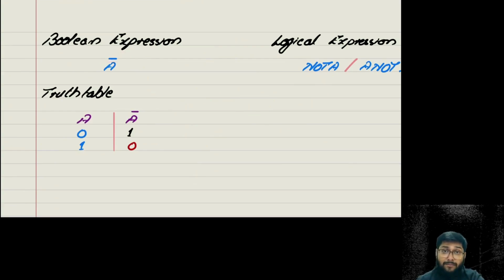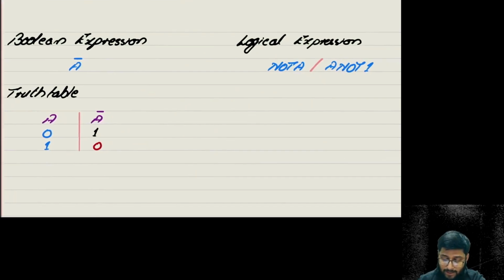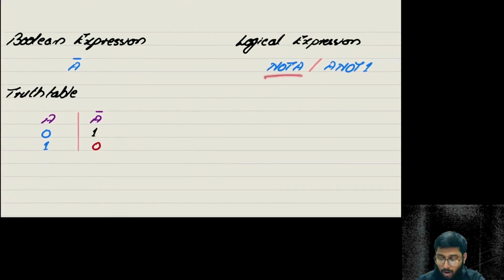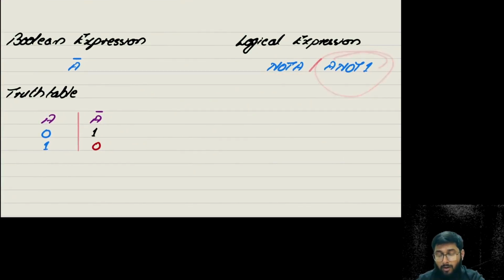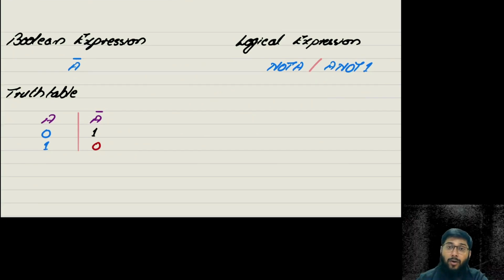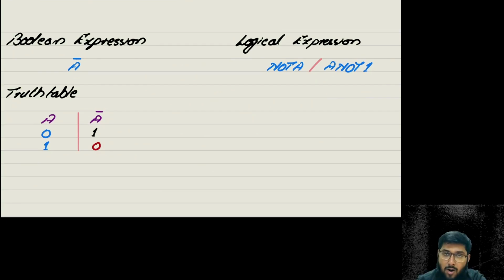For A, we were applying a NOT gate over A, so we placed a bar over it to represent a NOT gate. For the logical expression, we write NOT A, or we write A NOT 1. Now why is it A NOT 1? Because by default, each and every input is 1. So if we are applying a NOT gate on any input, that means we are converting it to a 0. So to write a 0, we say A NOT 1, that means A is a 0.